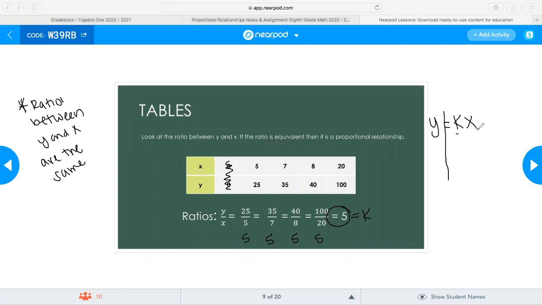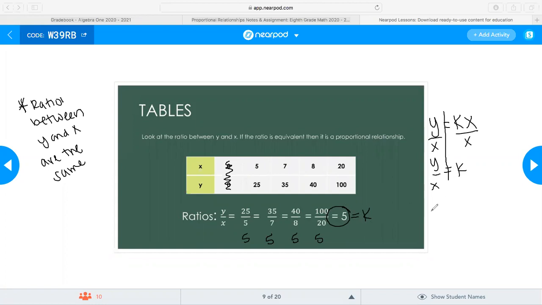Cool, awesome. I would divide by x, right? So that means y over x equals k. Oh, wait a minute. We just did y over x every single time. So there's your k equals k. So that's why doing y over x gives us our k value.